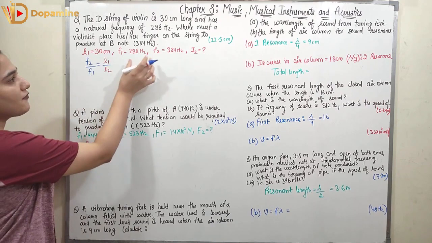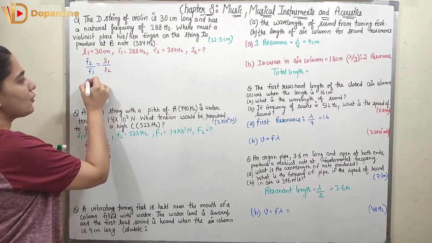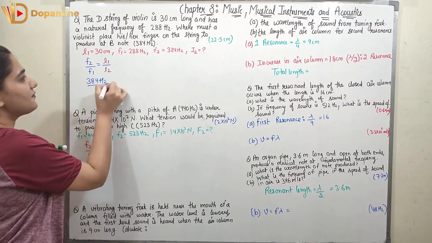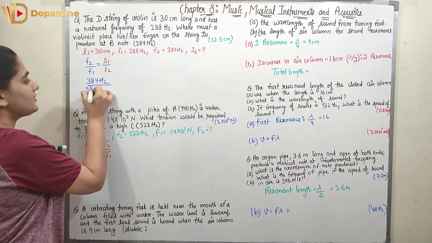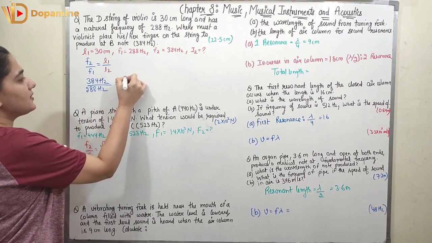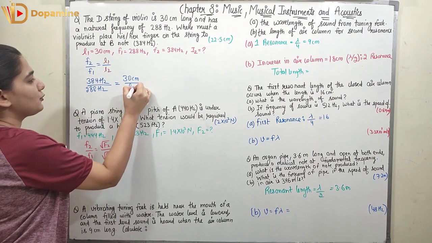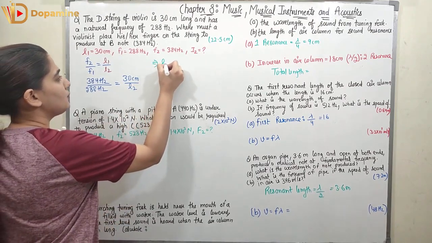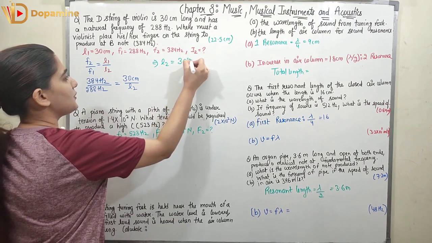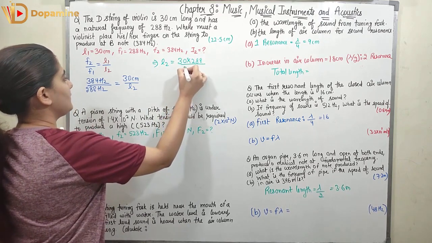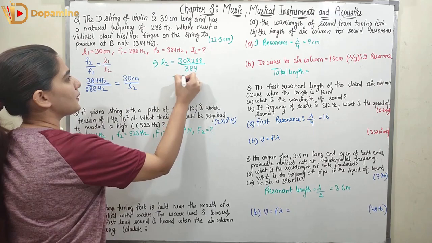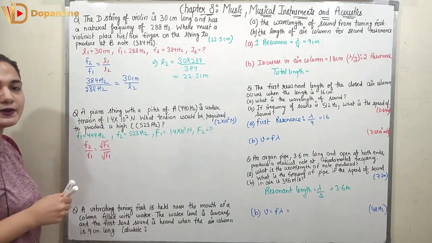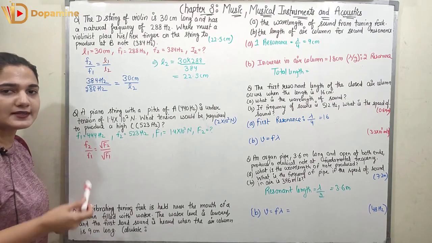So L1 is given, F1 is given and F2 is given. So let's place all of the values that we have. F2 is 384 Hertz, F1 is 288 Hertz, and L1 is 30 centimeter, and L2 we have to find out. So L2 will be equal to 30 into 288 upon 384, which is equal to 22.5 centimeter. So this is how simply you can find out the place where he has to place his finger.